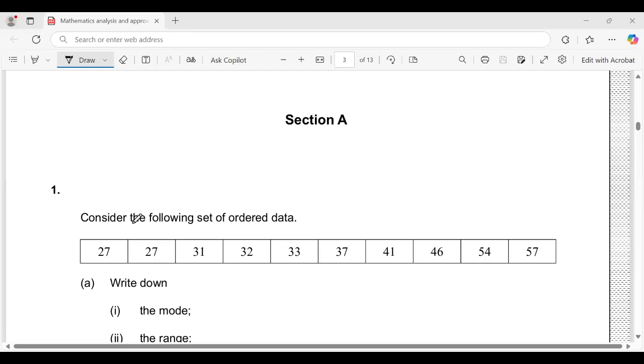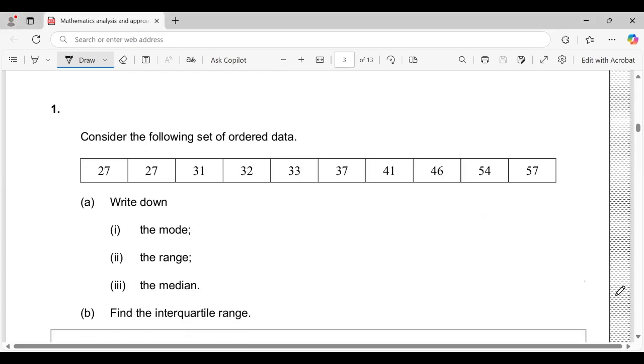Number one, consider the following set of ordered data. Write down the mode, the range, the median. The mode is 27 because there are two 27, right? And the other data only one: 31 only one, 32 only one, 33 only one, 37 only one. On 27, there are two.